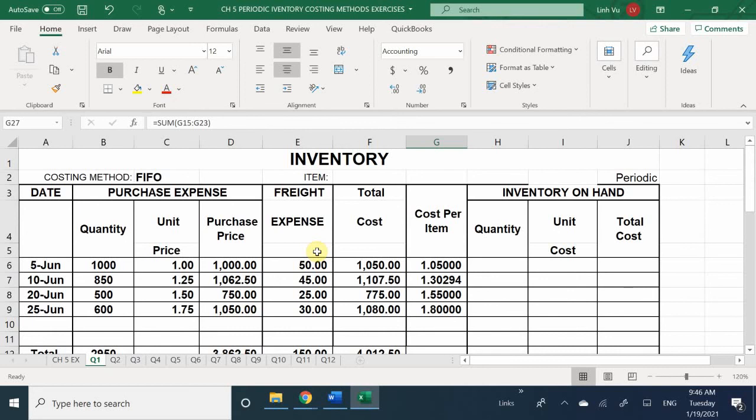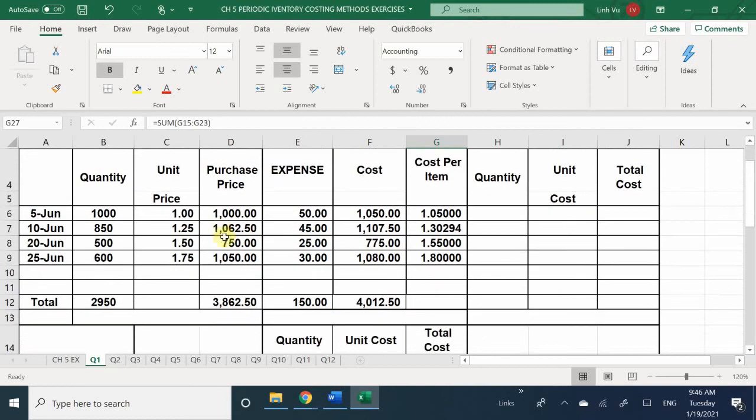FIFO. What does that mean? First in, first out. So by understanding that concept, which batch are we actually taking out from first? June 5th. Okay.